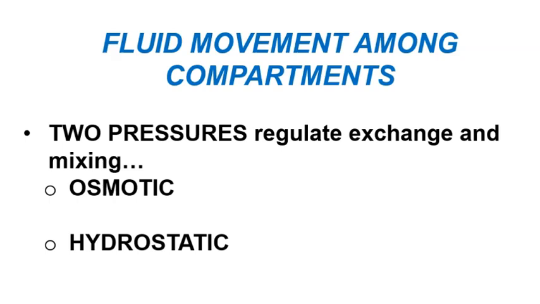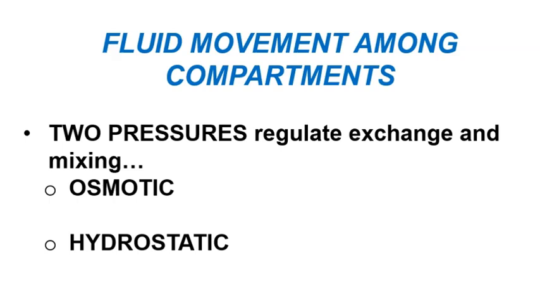The second pressure is hydrostatic pressure, and hydrostatic pressure means that if there is a pressure or a force that is greater on one side of a barrier, such as a wall of a blood vessel or a plasma membrane, then fluid is going to move from an area of high hydrostatic pressure to an area of low hydrostatic pressure.